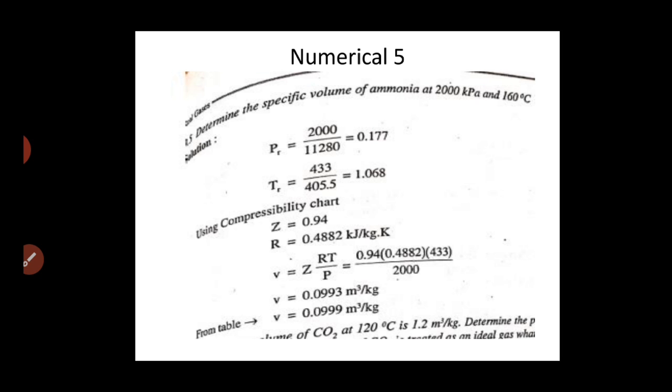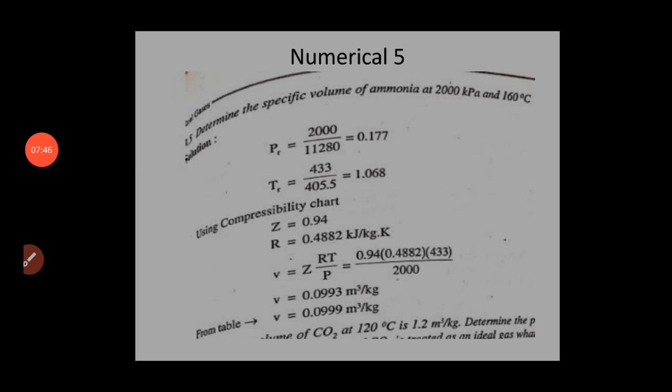So specific volume will always be per kg. Volume will be in meter cube only, but specific volume will be in meter cube per kg. So this is how you can solve the problem using the compressibility chart.